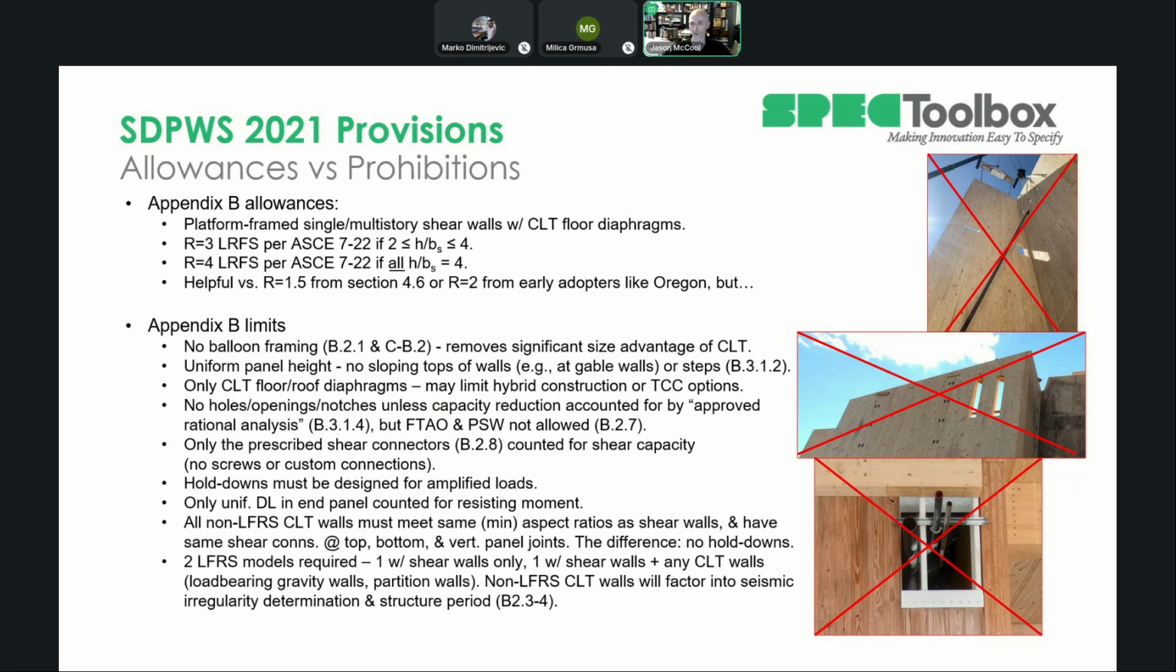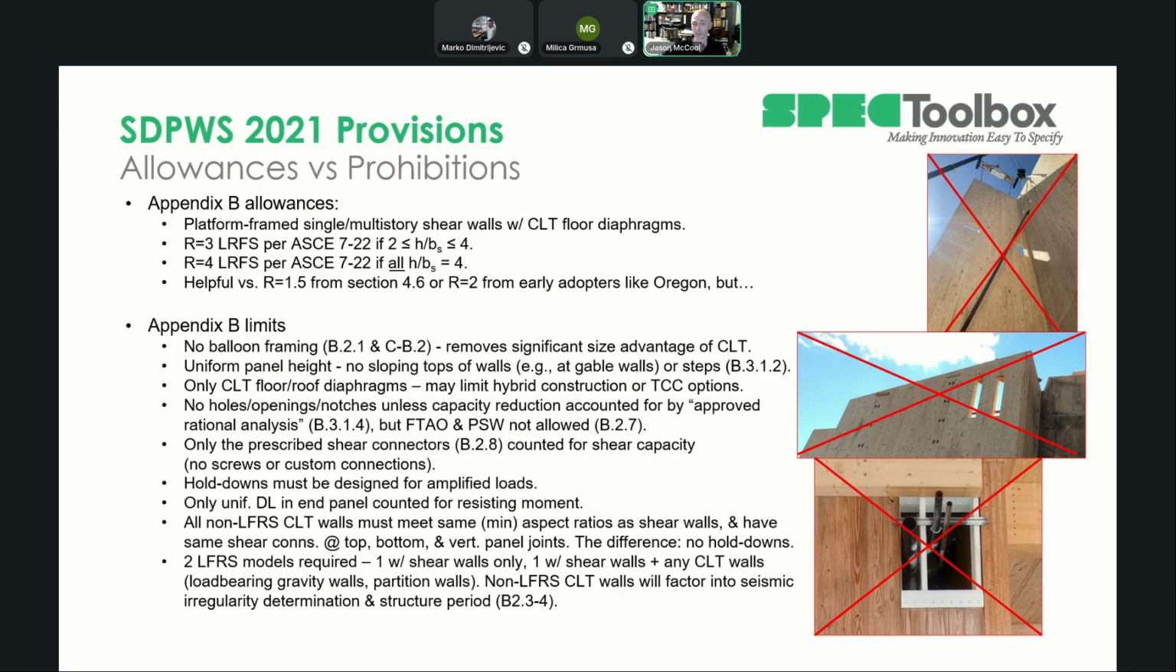Here's the big one: the architects may not be impacted by this as much, but for us engineers, we've got to run two analysis models for the lateral load resisting system. One with shear walls only, which is the one that would naturally come to mind, but another one with the shear walls and any CLT gravity or partition walls, anything not in the lateral force resisting system. And those will factor into your seismic irregularity determination and the structural period.